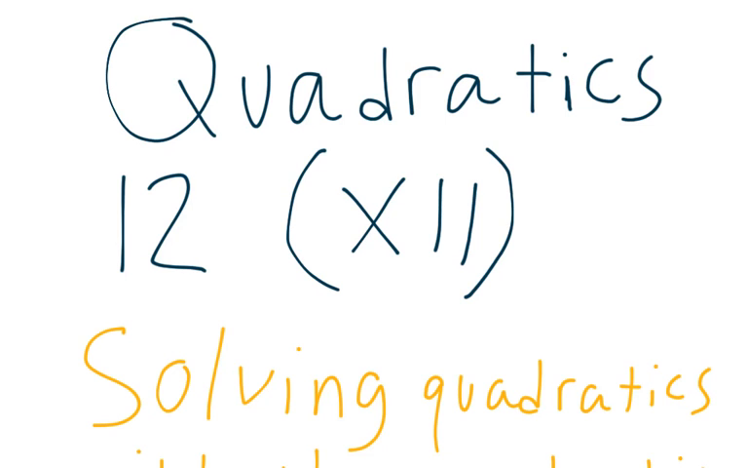This is Quadratics video number 12, or XII in Roman numerals. After all, this was Super Bowl week. So today's lesson is, when you have Marshawn Lynch and it's first and one at the goal line, run the ball. No, I'm just kidding.